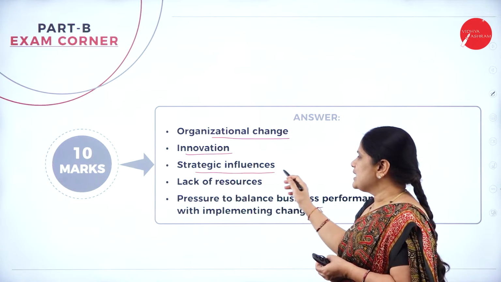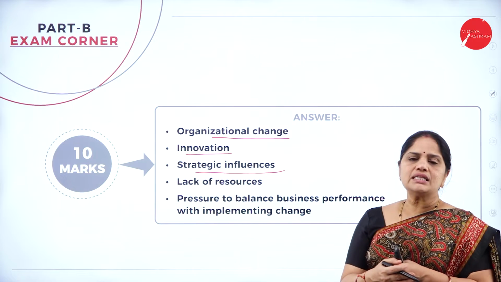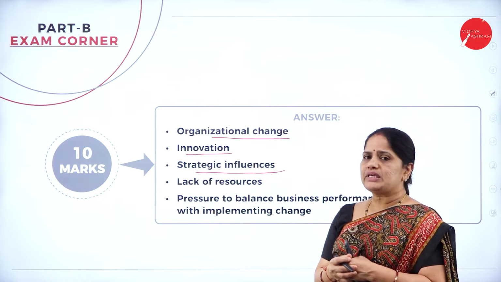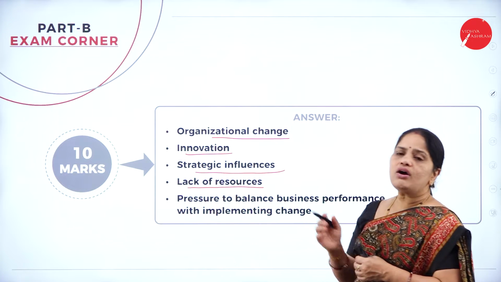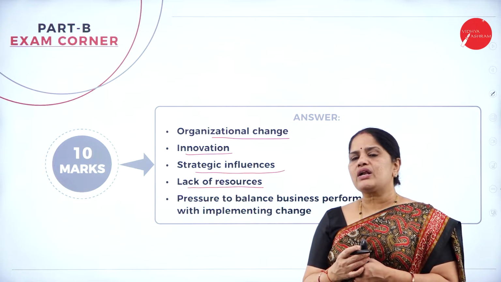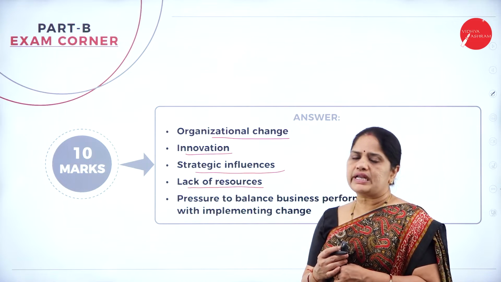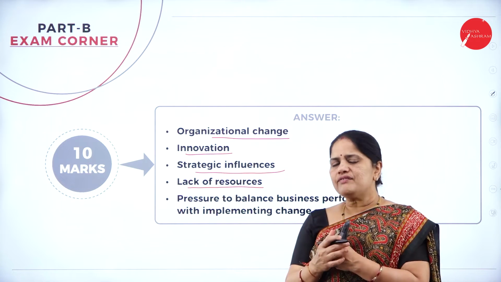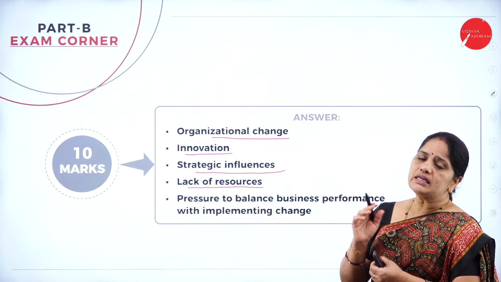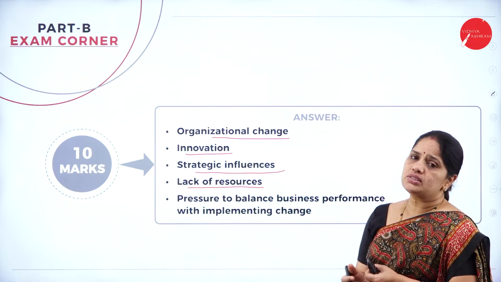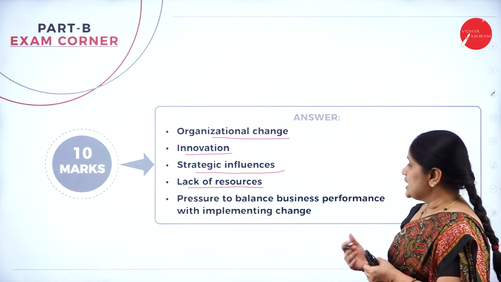Then the strategic influences. What are the strategic influences which will be there when we are executing the strategy? Then lack of resources. This is one of the biggest obstacles for any leader. Whenever we are trying to implement the strategy, we have to see that there are abundant resources for implementation of the strategy.